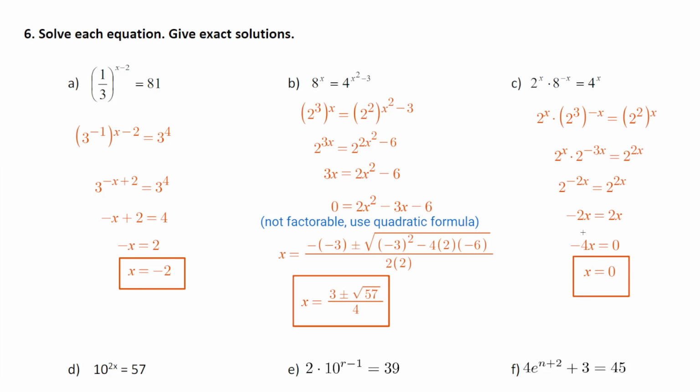Yeah, this is going to be 0, and I guess this would be a really easy one to check because anything to the 0 power is 1. So essentially we have 1 times 1 equals 1, which is true. All right, there's letter C. Let's move on to D.